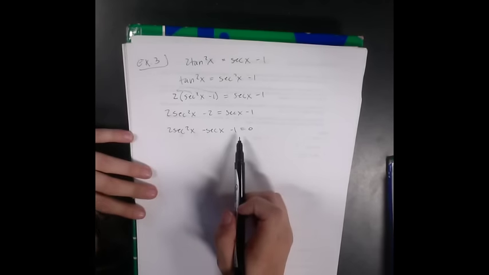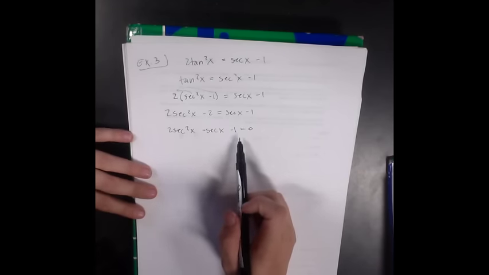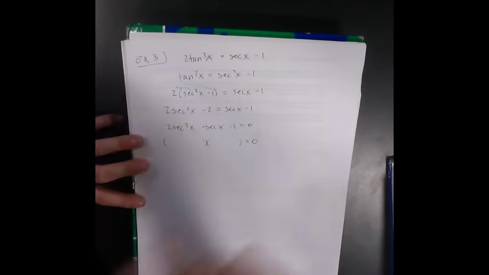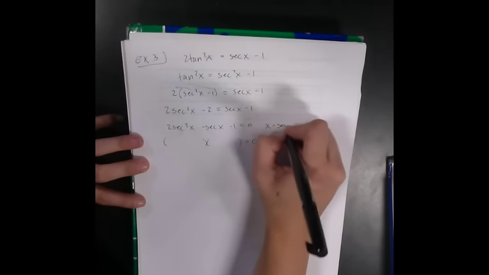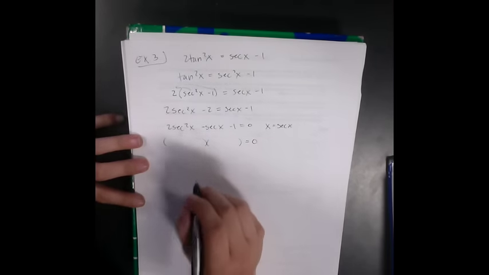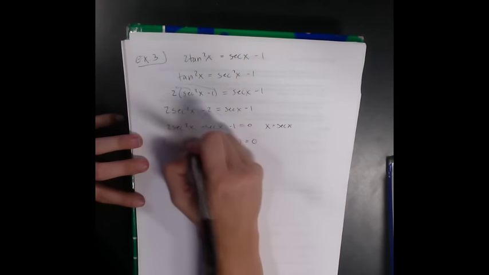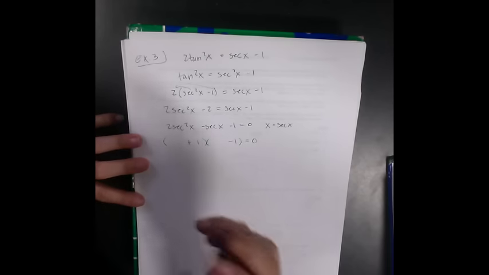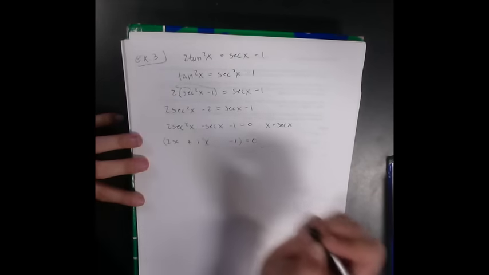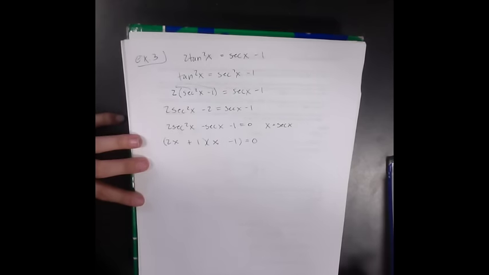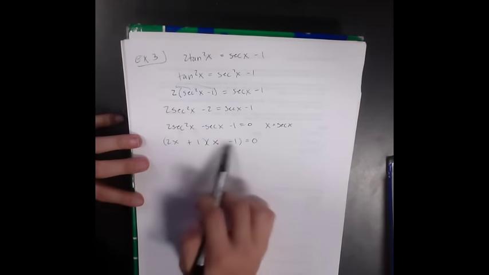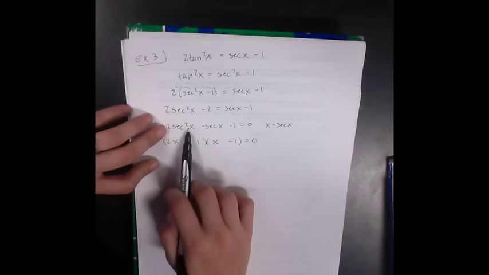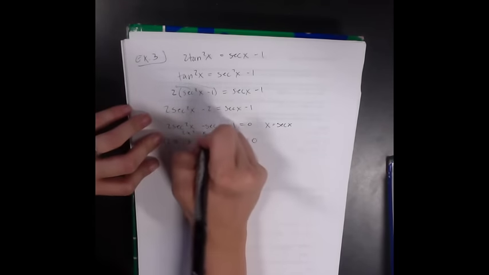Okay, now we want to see if it's possible to factor this. And it is. I need two things to multiply. First, let's set x equal to secant of x. Two things to multiply to give me negative 1, which is positive 1 and negative 1. Two things to multiply to give me 2 secant squared x. So I'm going to have a 2x here, 1x there. When you get to this point of factoring, always make sure you check your work, right? 2x times x is 2x squared. Right, so 2x squared minus x minus 1 equals 0.